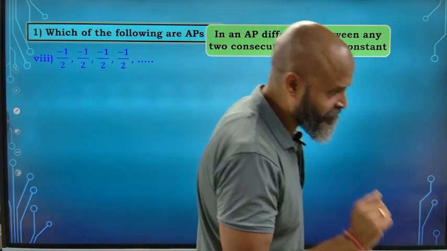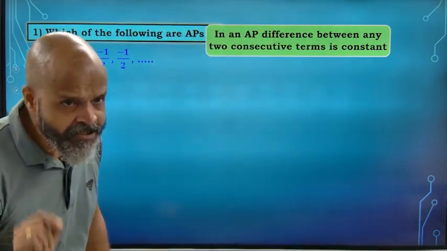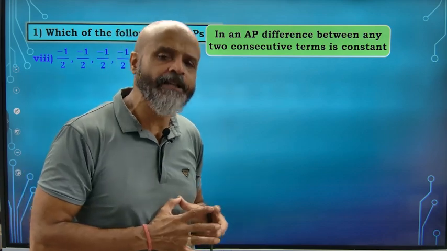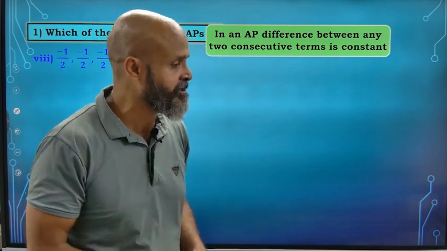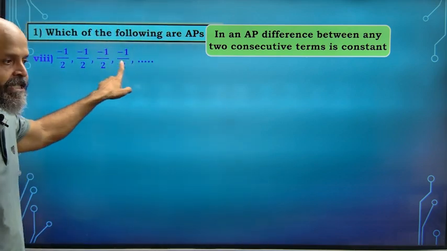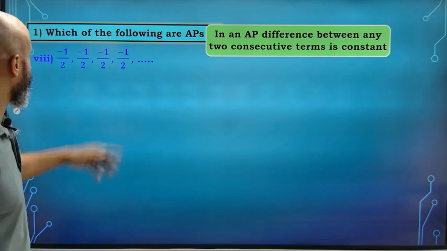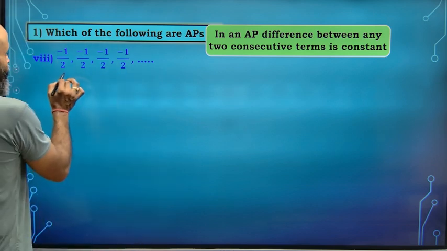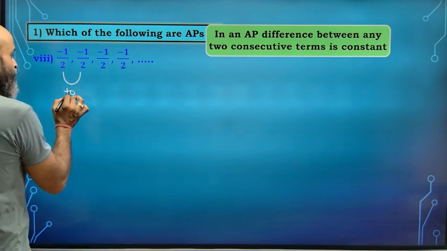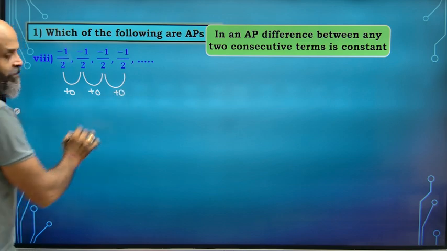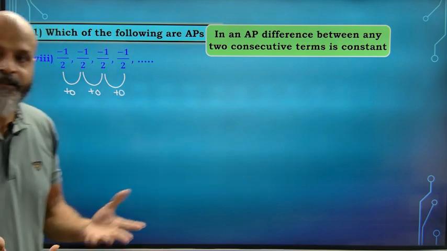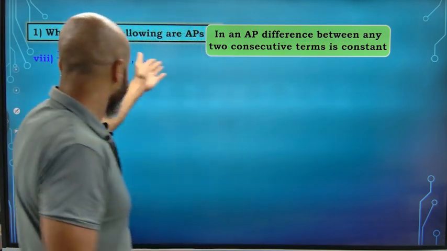Okay, let's look at this. Minus half, minus half, minus half, minus half. What is the qualification for a sequence to be an AP? It's simple, it has to be a constant common difference. Now, let's look at this. Is this qualifying for an AP? Answer is yes. Why not? Because what is the common difference here? Plus 0. Here, plus 0. Here, plus 0. When we add 0 to any number, the number remains the same.